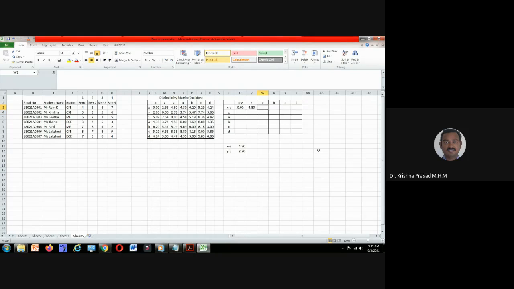Then x to a and y to a. X to a is how much? 4.3. Y to a is how much? 3.4. Which one is higher? 4.3. Complete linkage. Let us draw how you will get it.